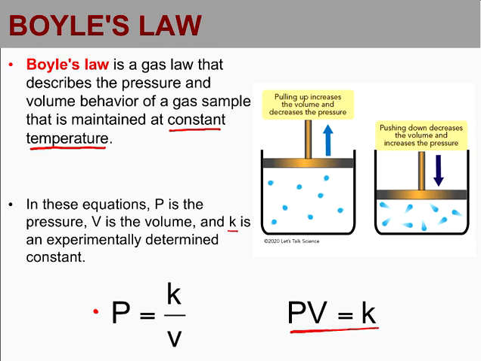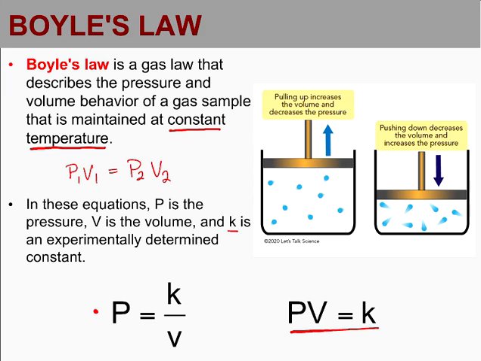What's great about that is we can write out a law allowing us to take into account any changes. That law is P1 V1 equals P2 V2. The P1 and V1 refer to an initial pressure and an initial volume, and then P2 and V2 refer to a final pressure and a final volume.